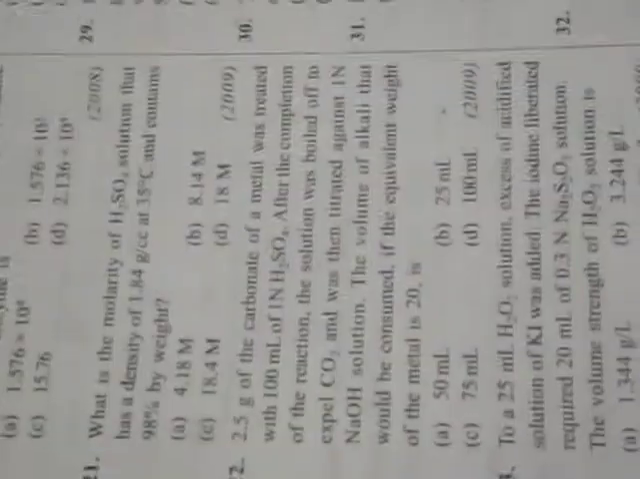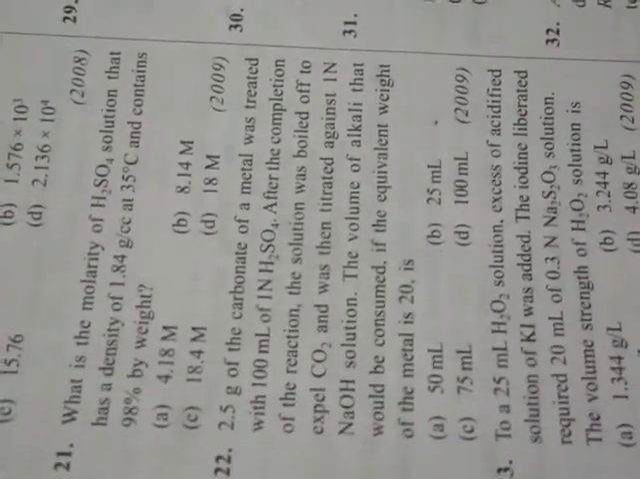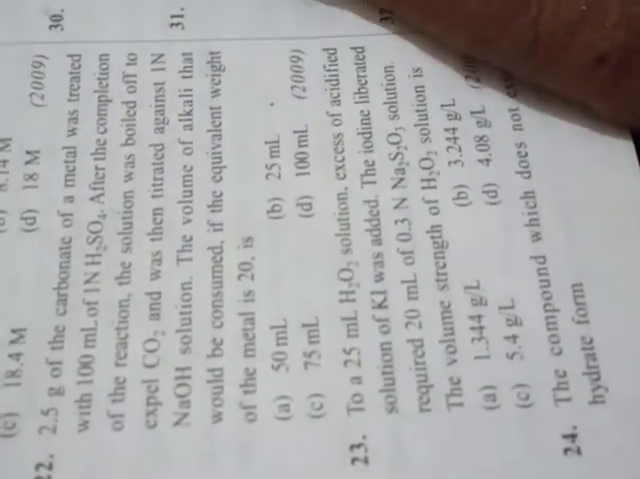Okay, now coming to question number 24. These all are very normal things. See question number 24. There is no repetition here. The compound which does not exist as hydrate ion is, you have to find the compound which does not exist as hydrate ion. So how are hydrate ions formed?